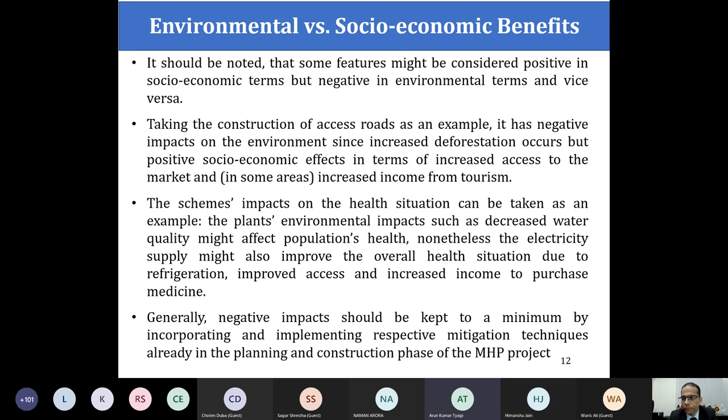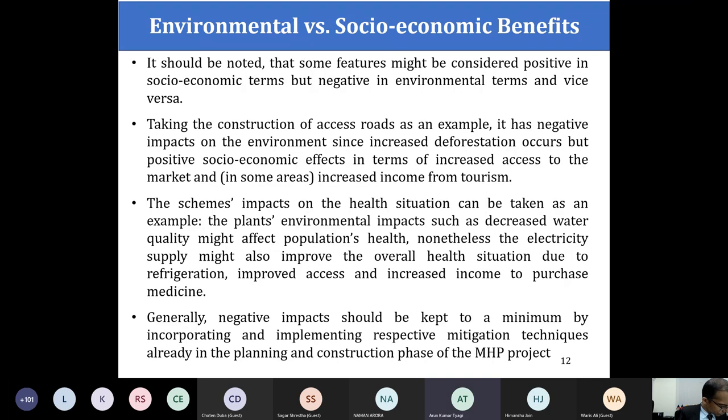So, what are the environmental versus socio-economic benefits? There are some negative or positive environmental aspects versus socio-economic benefits. These are some of the main ones we have noticed from various case studies and projects already installed and in working condition. It should be noted that some features might be considered positive in socio-economic terms but negative in environmental terms and vice versa. You will find some negative and positive in terms of environmental and socio-economic benefits.